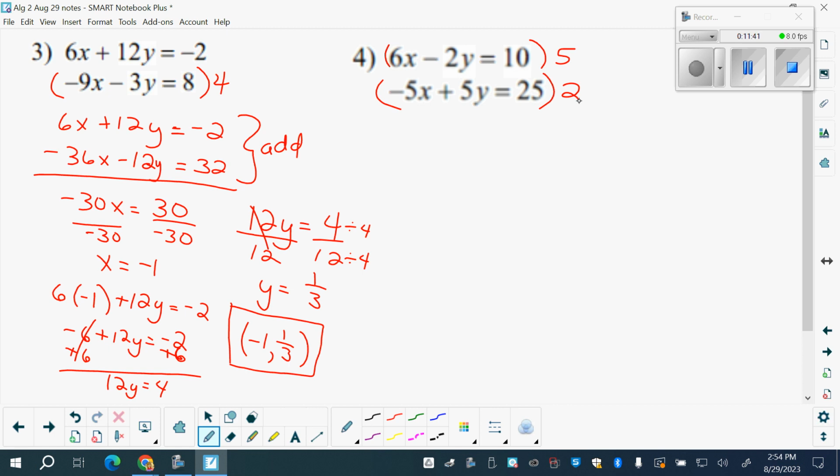The first one would be 30x minus 10y equals 50. Yep. And the second one would be negative 10x plus 10y equals 50. Good. So notice again, the negative 10y and the positive 10y are opposites. So now we can add. So Emma, can you add those for us?